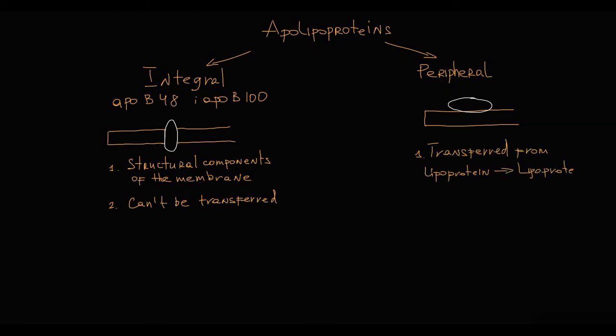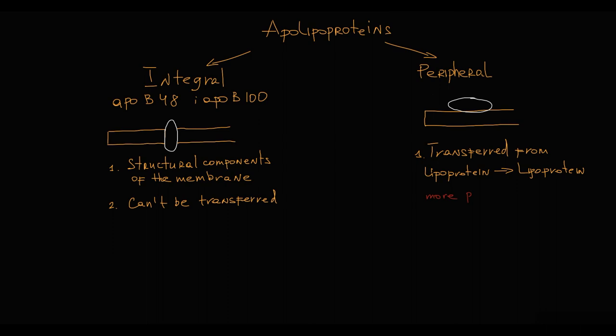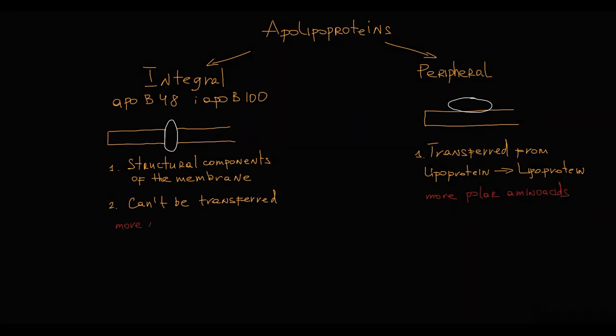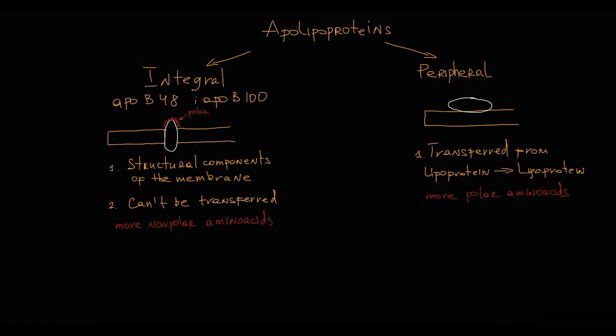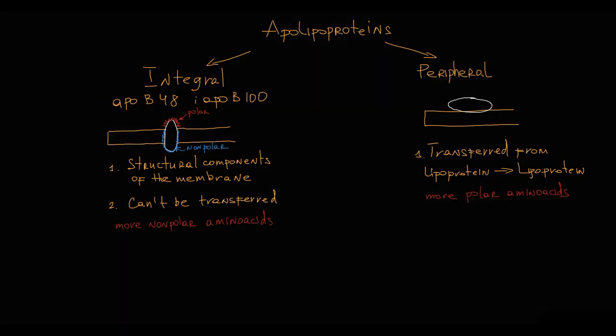In terms of polarity, in proteins the logic is the same as with lipids. Peripheral apolipoproteins have more polar amino acids, and integral apolipoproteins have more nonpolar amino acids, and their polar amino acids are located on the outer surface of the membrane, and nonpolar regions are located within the membrane and on the inner surface of the membrane. Now about the function of apolipoproteins.